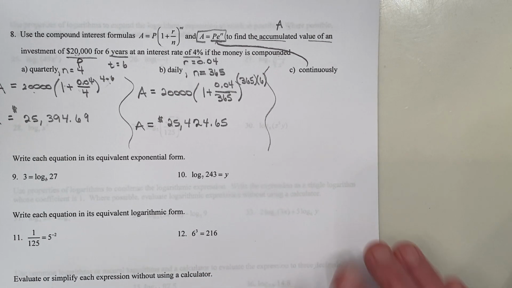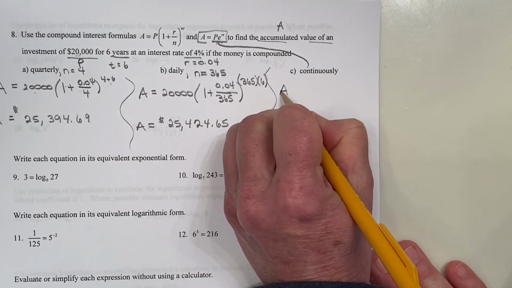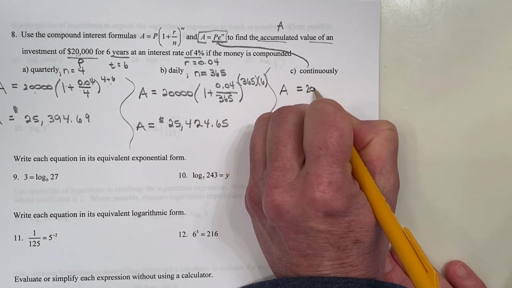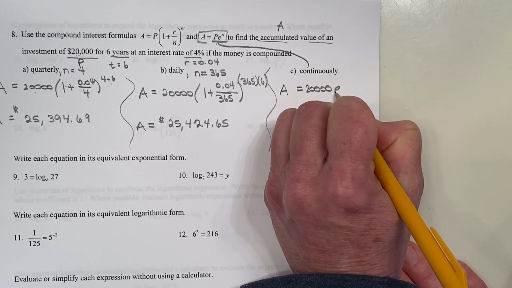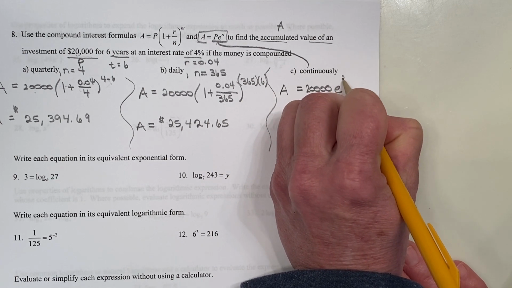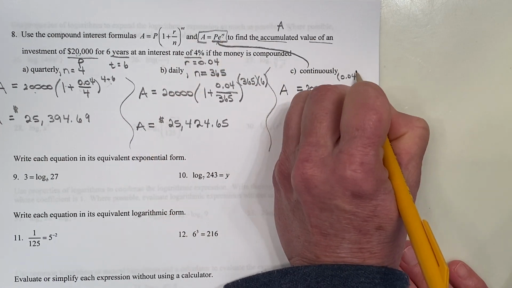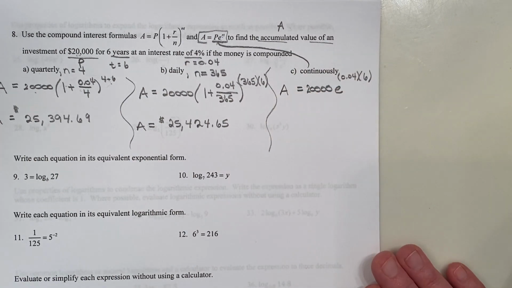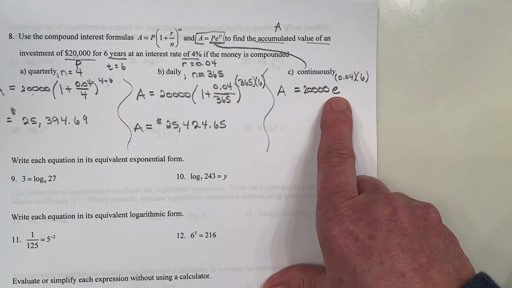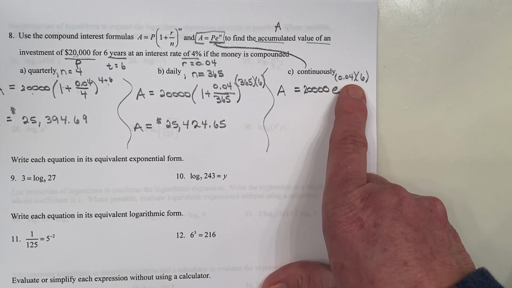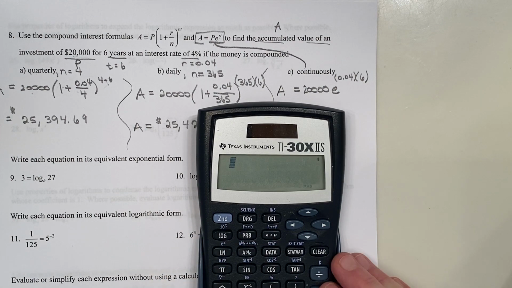All right, for continuously, we have a change in formulas. Still have $20,000 up front, and then we have a base of e, and we have a product of the rate, which is 0.04, that's r, not n, times t, which is 6. If you're going to do these computations on the calculator, I would suggest find the e key and then raise that to this product. Just be careful with the parentheses.